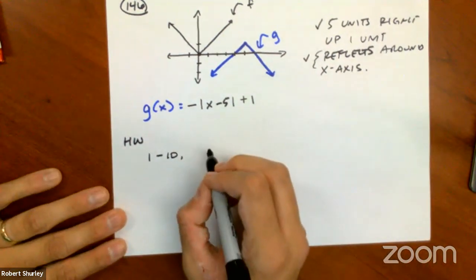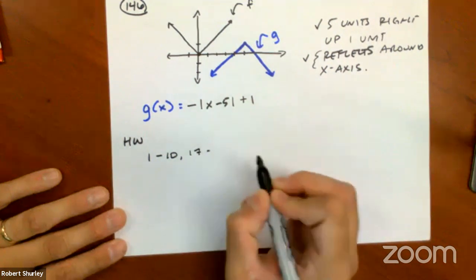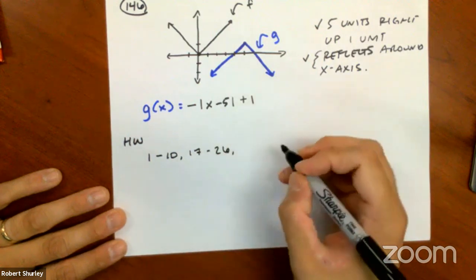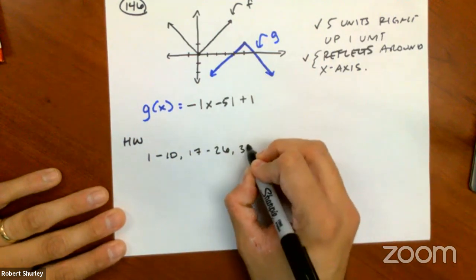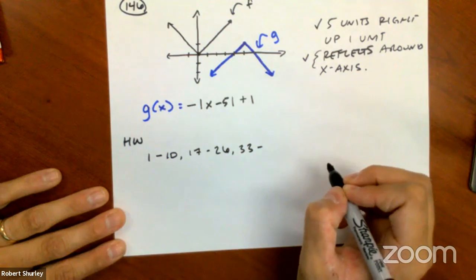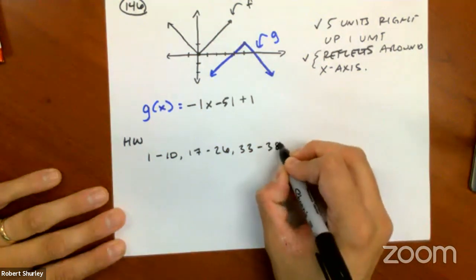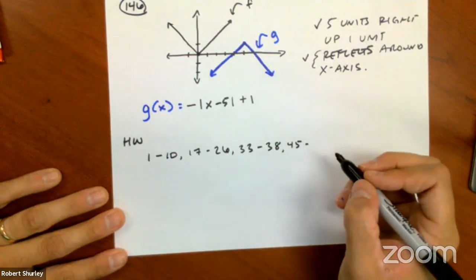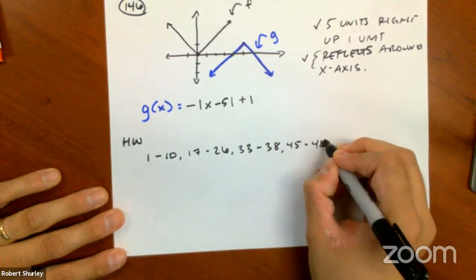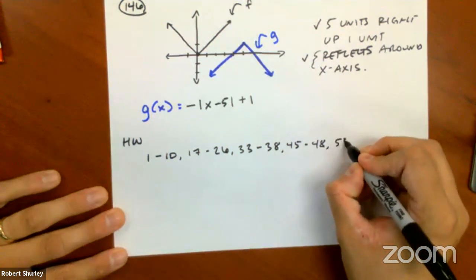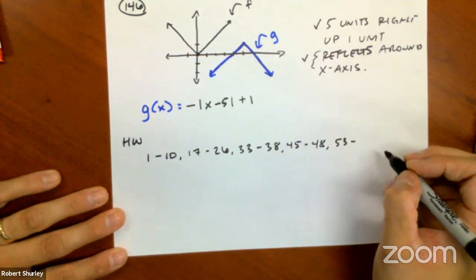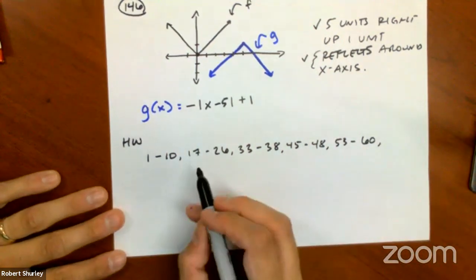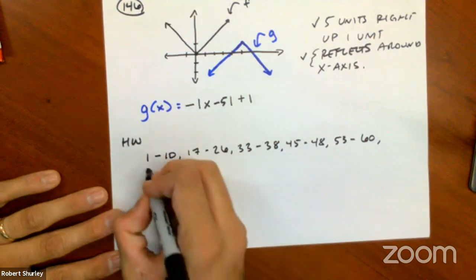So 1 through 10, and then 17 through 26, and then 33 through 38, 45 through 48, 53 through 60. And guys, this is not that much. It's just I'm breaking it apart, so it looks a lot worse than it really is.